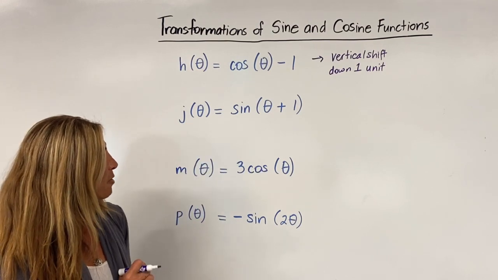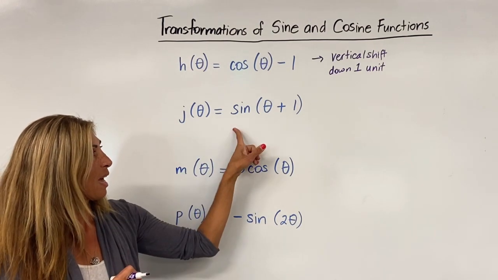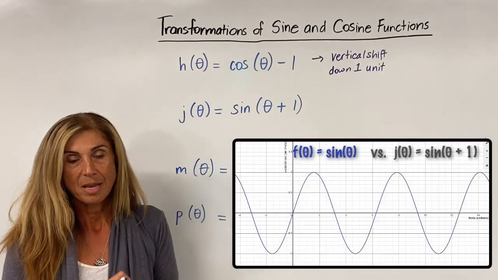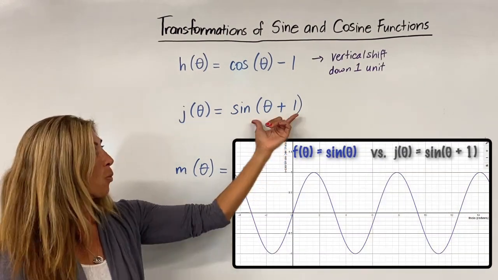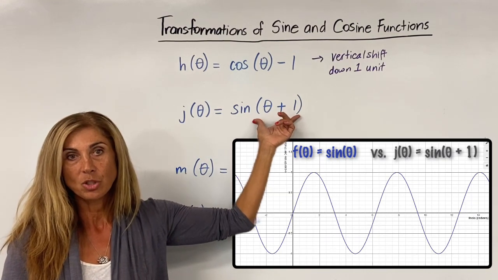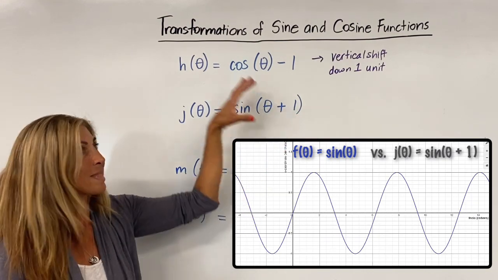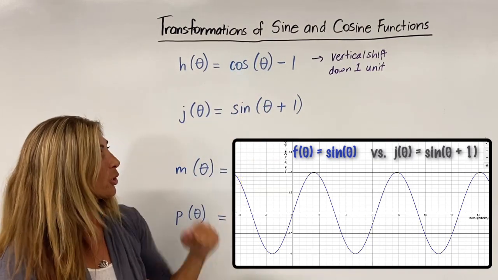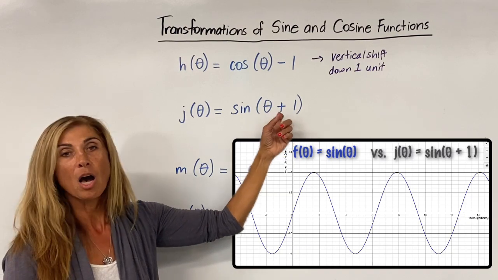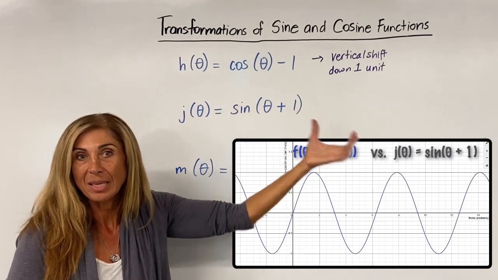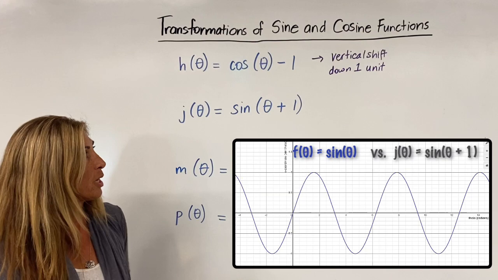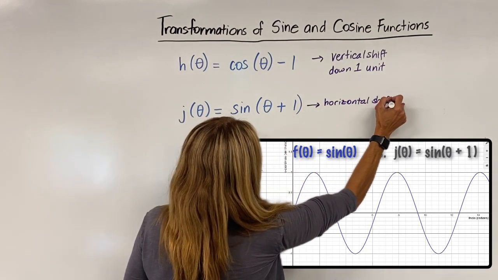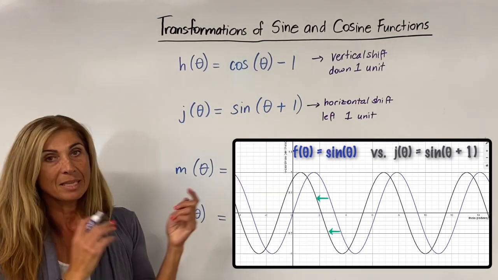Second example, j of theta. This time we have our function sine with theta plus 1 in parentheses. If you recall, anytime we add or subtract a number to the input variable and then apply a function to it, we are affecting our input values. And it is always the opposite of what it appears is happening. Theta plus 1 actually has a horizontal shift, not right, but left 1 unit, as seen in the visual.